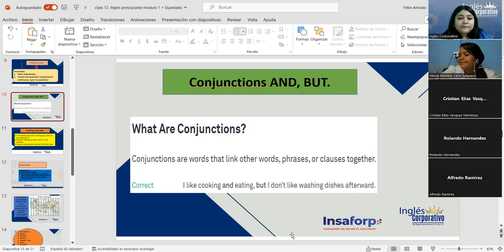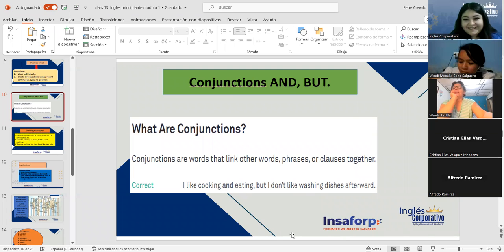I like cooking and eating, but I don't like washing dishes after work. That's correct. Listen up. Teacher, ¿es el simple present? No. Right? ¿Por qué no puede ser simple present? ¿Por qué no puede ser, perdón, present progressive? Because you are using two verbs in one sentence. All right, thank you. Let's check. What else? ¿Qué más? ¿Hace falta algo ahí para que me sea present progressive? Because don't use verb to be. Bravo, Miss Padilla, very good.